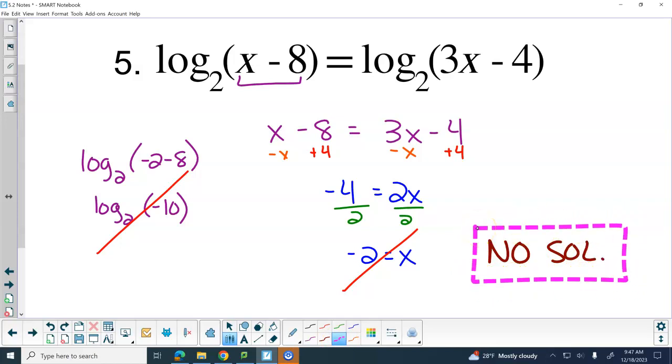Now, on Wednesday, we'll get to ones that have multiple answers. And multiple x values will make these work. One or both of them might fail. If both fail, then it's no solution. If one fails, then just the other one is the solution.